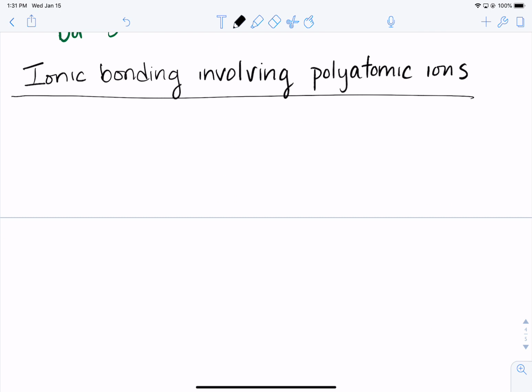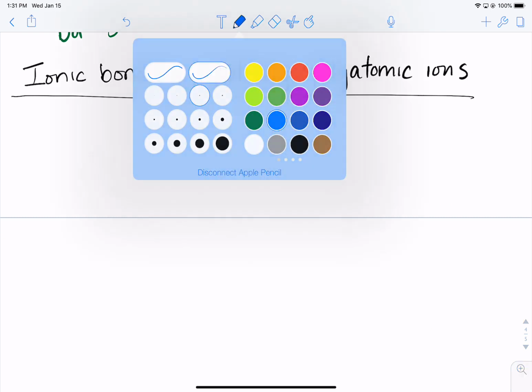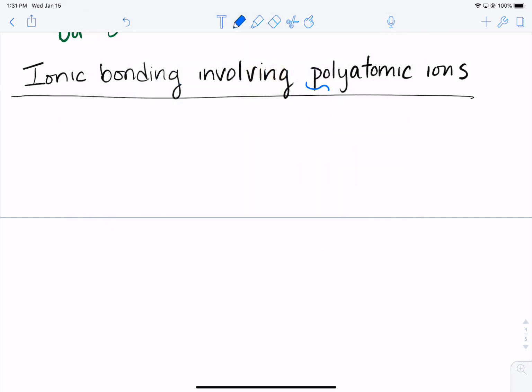All right, what does poly mean? Multiple or many. So poly means many. I think you guys know what an atom is. It's the smallest unit of matter. So if you have many atoms, that's polyatomic. And in fact, what it means specifically is different types of elements. So two or more different types of elements bonded together means polyatomic.